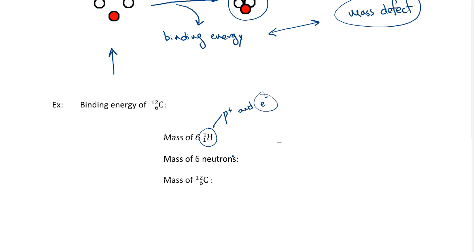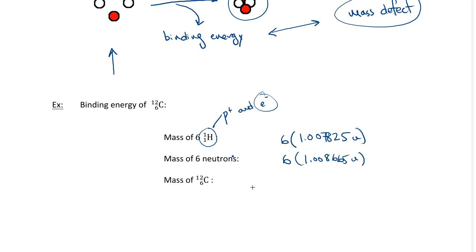The mass of 6 hydrogen atoms would be 6 times the mass of 1, and we look that up and we get in atomic mass units that the mass of a hydrogen atom with a proton and an electron is this many atomic mass units. So I've got 6 of them, so I multiply by 6. Then I look up the mass of neutrons in atomic mass units, and I see that's 1.008665 atomic mass units, and I've got 6 of them. So that's what I have on the left side of my equation as I'm assembling my carbon-12 atom.